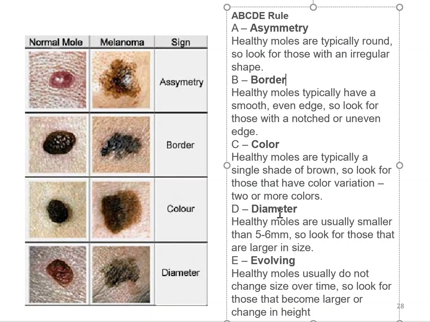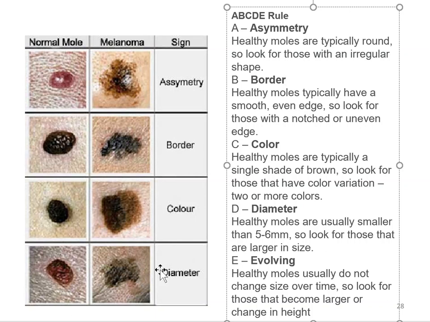D stands for diameter. Healthy moles are generally smaller than 5 or 6 millimeters. That's about the width of a number 2 pencil eraser, something like that. Whereas an unhealthy mole, which we would say this is a melanoma, would be bigger than 6 millimeters in diameter.